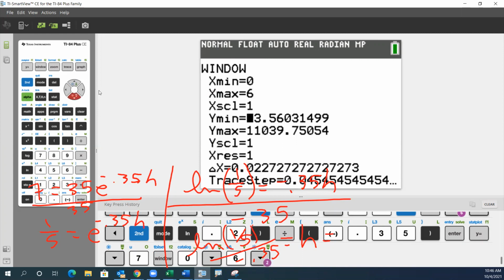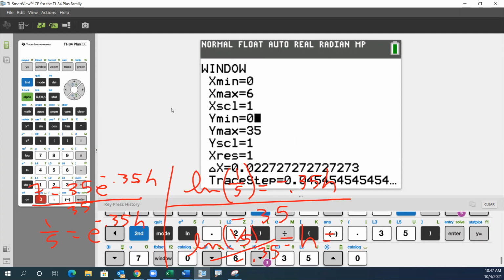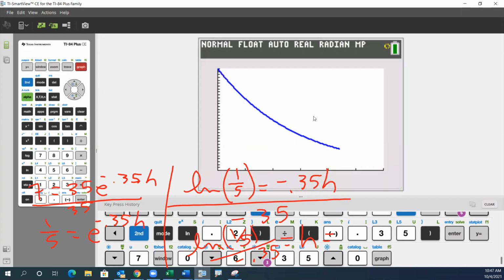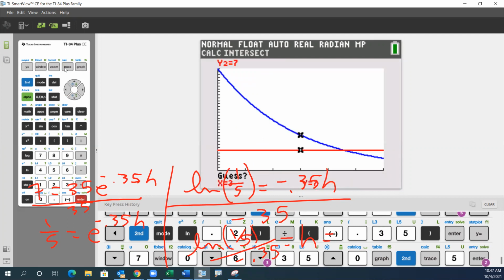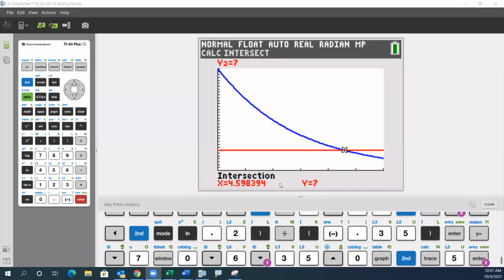All right, and he starts off at 35 milligrams and then goes down. So let's go down to 0. 7 should be enough, but he won't go below 0 milligrams of the medicine. So the blue one charts out how much is in him. And we're saying, when does he get down to the 7 milligram mark in red? So second trace 5, enter, enter, enter. And that's getting hard to read, sorry. Okay, and we get that.